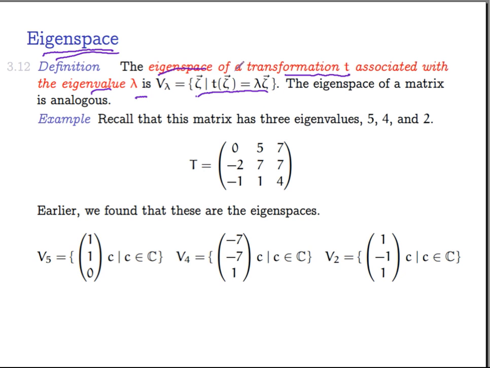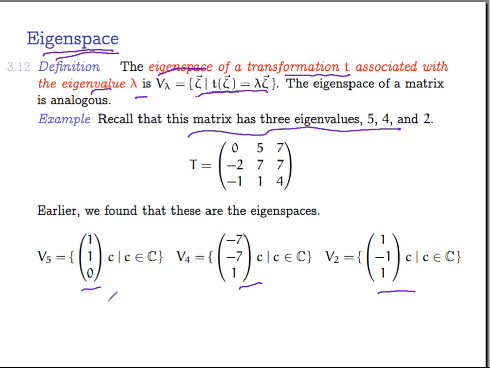Okay, so in this example, when we had three eigenvalues and three separate eigenvectors for the different eigenvalues, we got three different spaces. All of the vectors along the 1, 1, 0 direction, that was our first eigenspace. All the vectors along the minus 7, 7, 1 direction, that was our second eigenspace. All these vectors form the third eigenspace. So you can see that these are actually vector spaces because these are one-dimensional vector spaces.